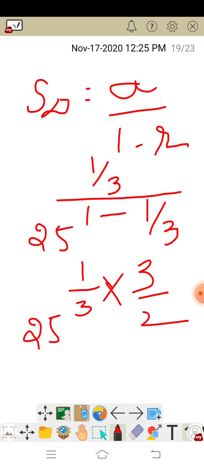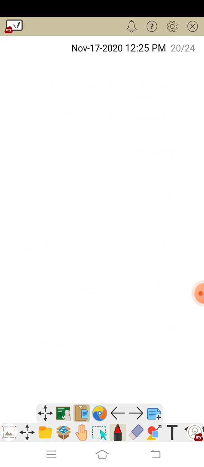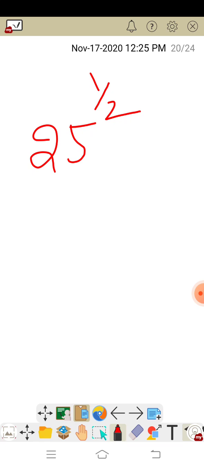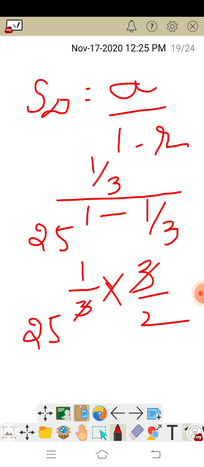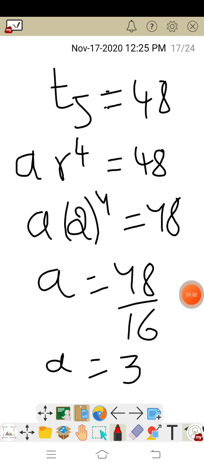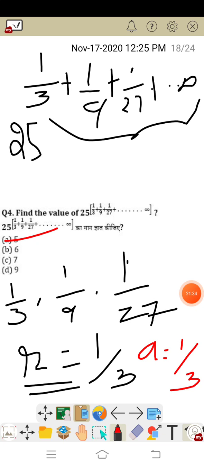So 3 is going to be cancelled. Then what you have is 25 whole to the power of 1 by 2, which is nothing but the square root of 25. What is the square root of 25? It is 5. Are you getting the correct answer or not? Please check it. Yes, 5. So like this you can do all the geometric progression type of questions in a very easy manner.